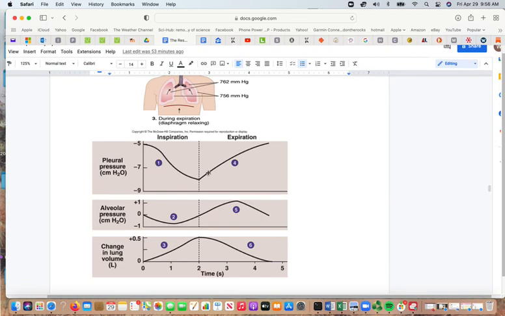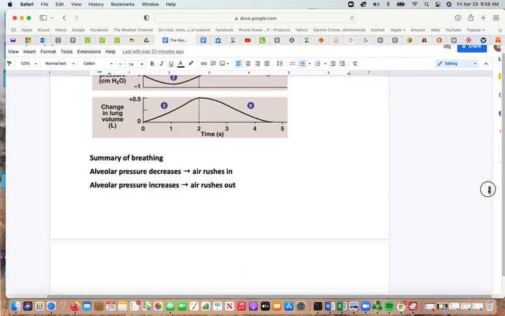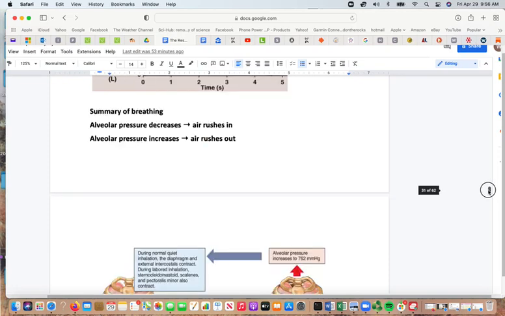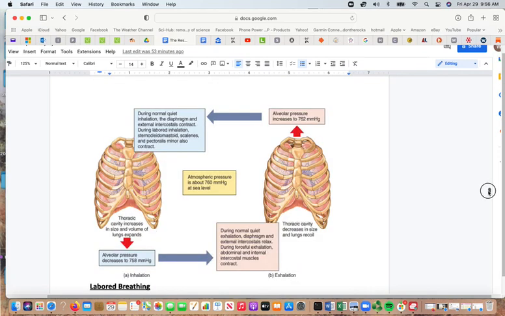This just gives you a comparison of the pressure versus time. So when alveolar pressure decreases, air rushes in. Alveolar pressure increases, air rushes out. That's the key summary of it. And this is another picture here. This just incorporates pictures of the lungs showing the pressure going up and down to pull air in and out.